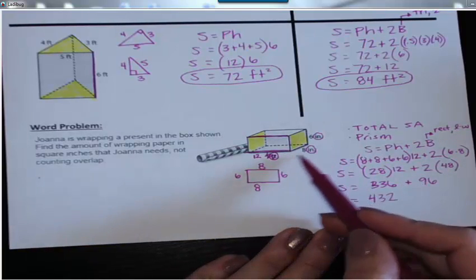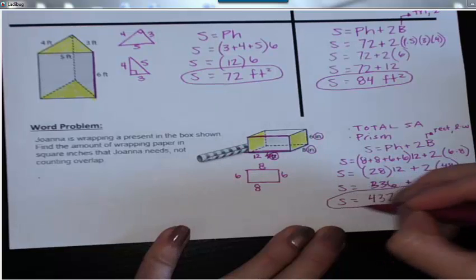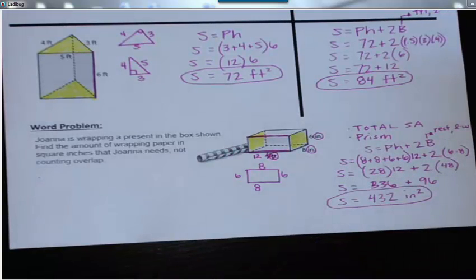Now what's our unit again? Remember we changed it to inches, so it should be inches squared. Okay, so the total amount of Johanna's wrapping paper needs to be at least 432 inches squared for her to cover up that whole entire present without anything showing.